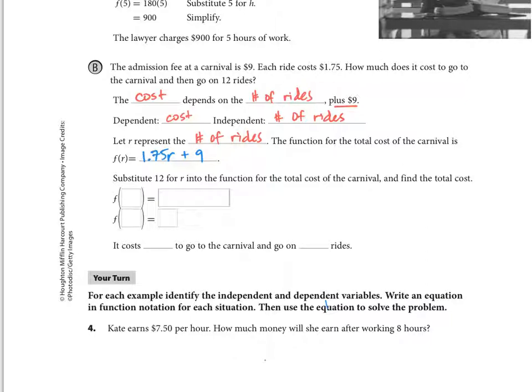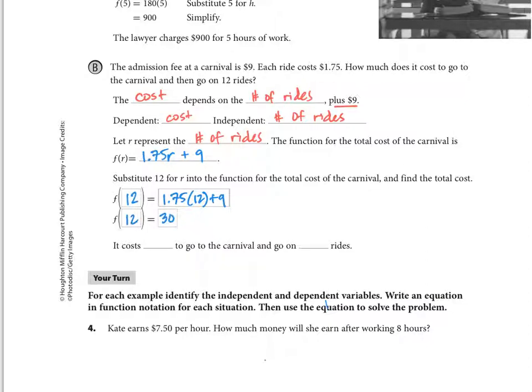So now we're going to substitute in 12 for r to figure out this problem, right? We need to answer that question. So instead of f of r, right here, we're going to write f of 12. Okay? And that's going to equal 1.75 times 12 plus 9. And we just multiply that out, 1.75 times 12, and then add 9 will tell us the cost for 12 rides. And that is 21 plus 9, which is 30.